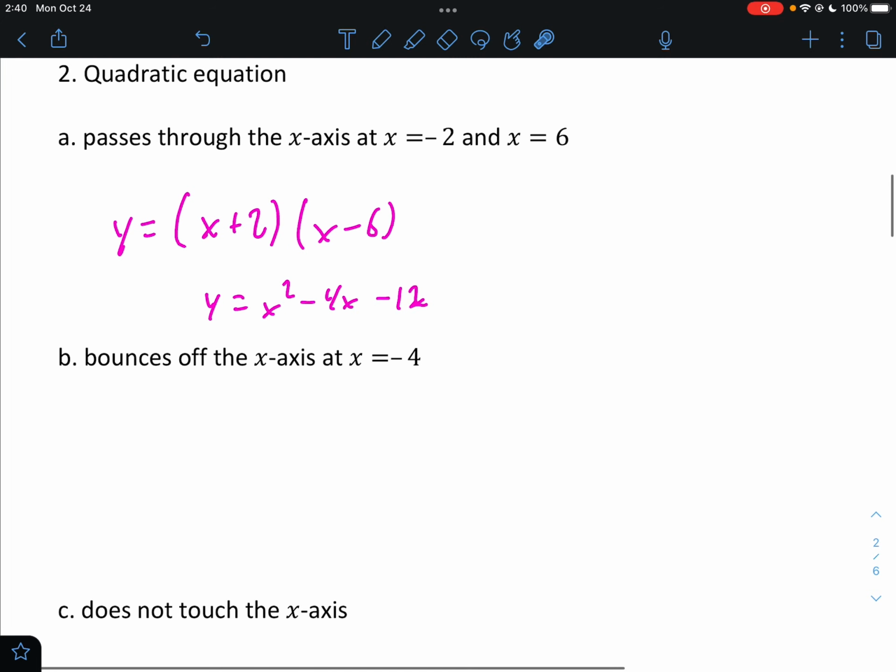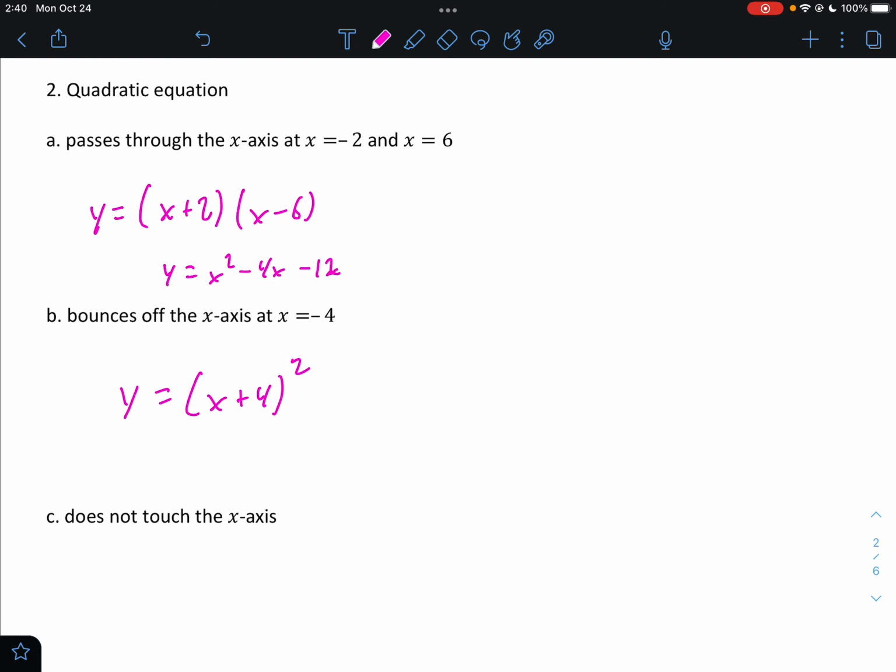Second one, bouncing off the x-axis at x equals -4. So if we want to bounce off the x-axis at -4, that means we want it to be (x + 4) to an even power, squared. Now it's a quadratic.